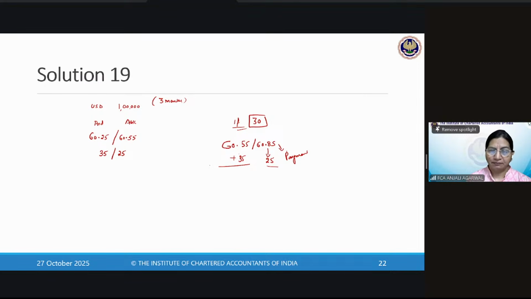Is it clear? Yes. So when the swap points are decreasing, 35, 25, it means the prices have not increased, they have decreased. So they will be decreased from here. So 60.25 minus 35 is 59.10. So when they are paying, they will decrease more.